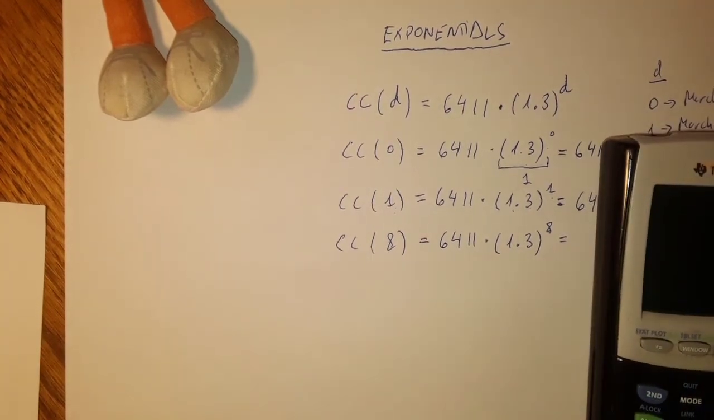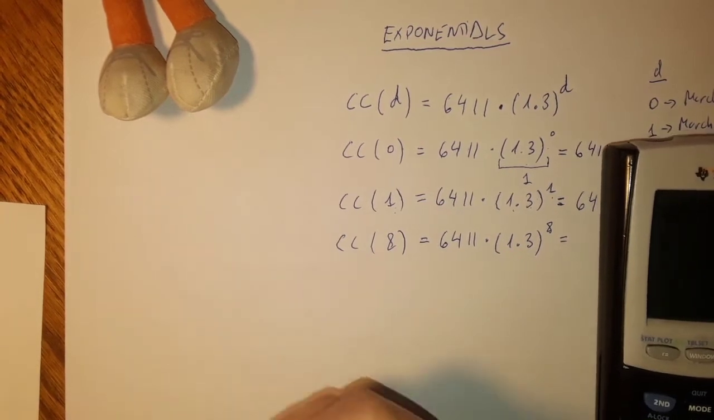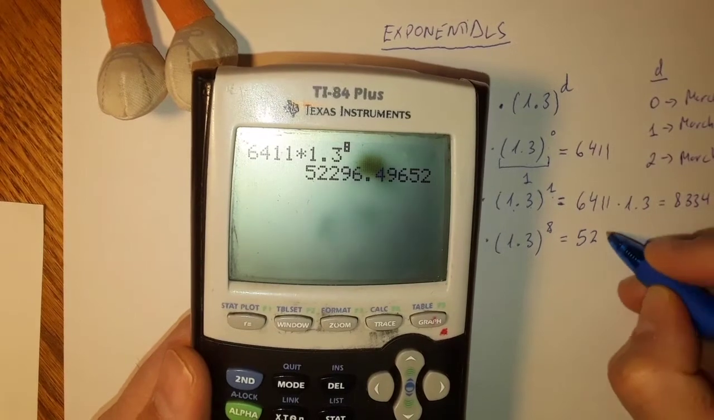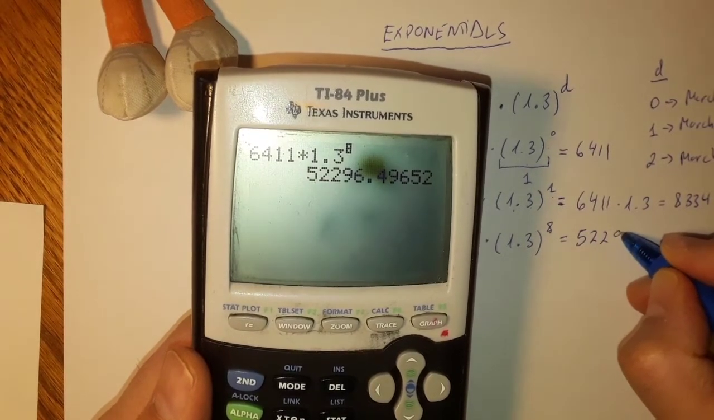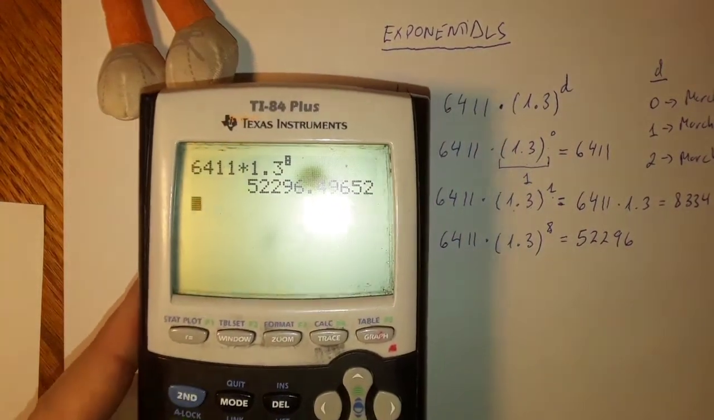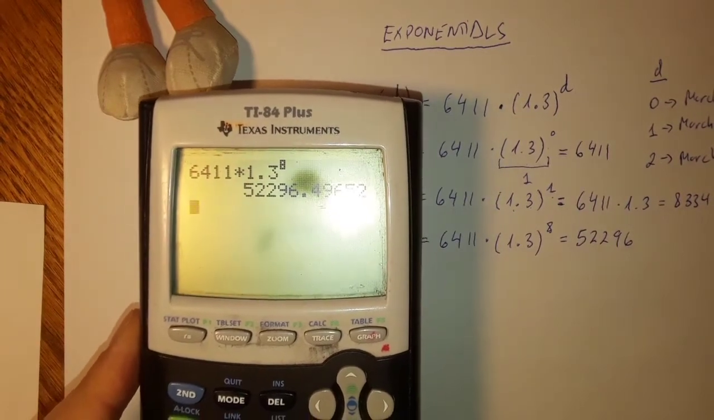So now we take the calculator. We actually do this. So we have 6,411 times 1.3 to the power of 8. What do we get? We get 50... Look at this. Look how crazy it grows. Now we have 52,296 cases in the US in a week. Right? So it grows really crazy.